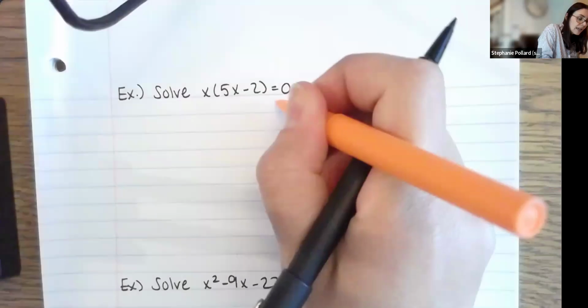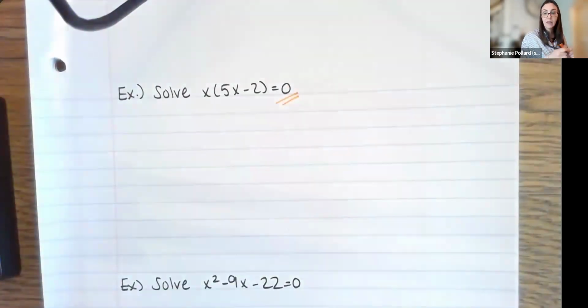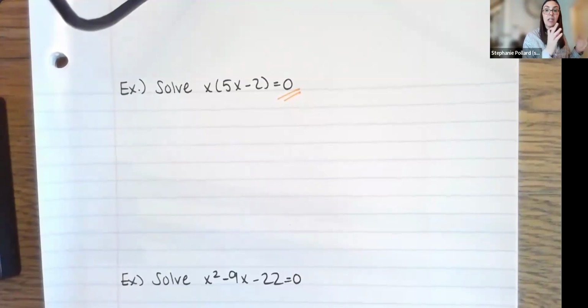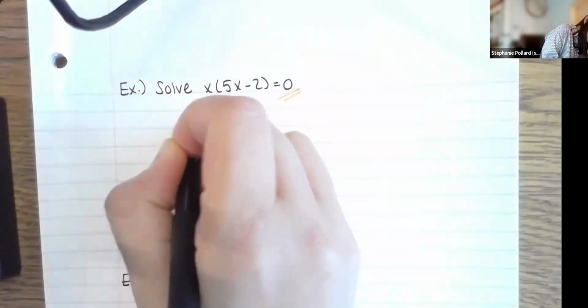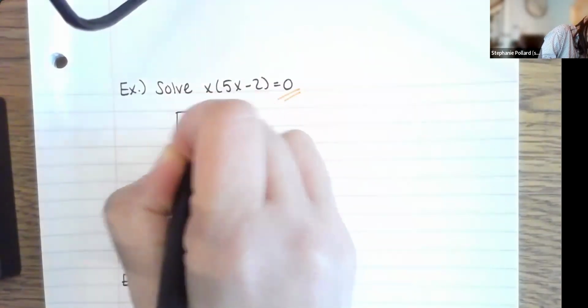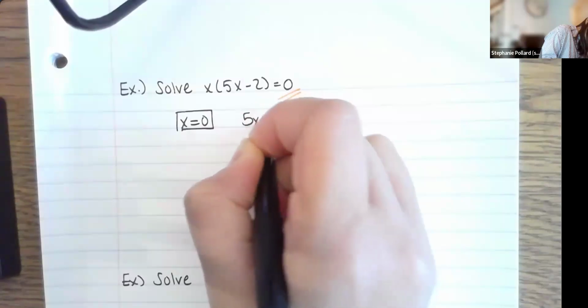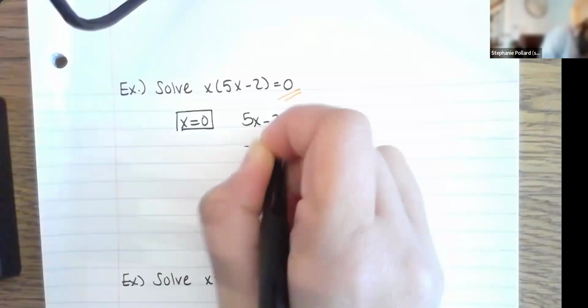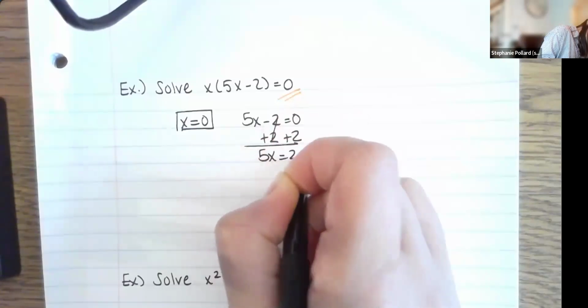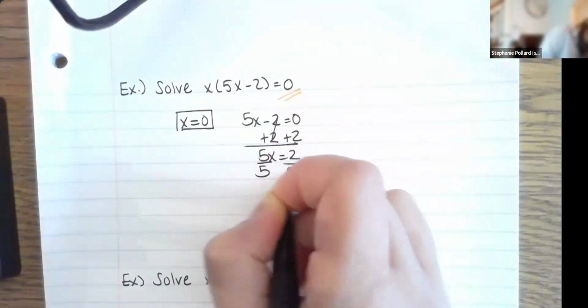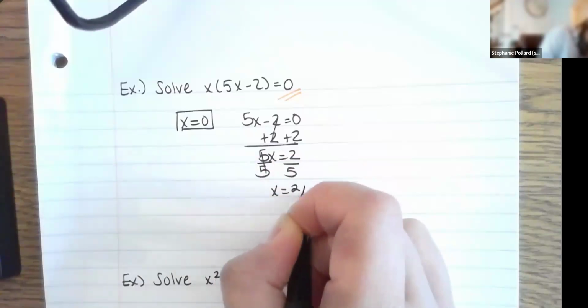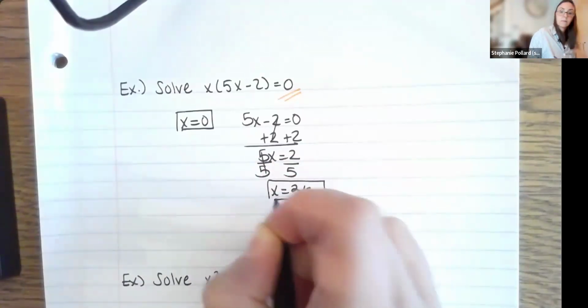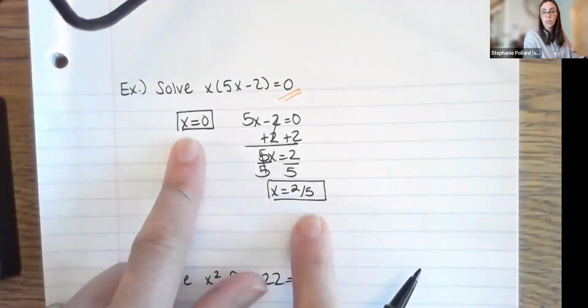Again, you can see the right side is equal to 0, which is key if you're using factoring as a strategy to solve. And then what I do is I set each factor equal to 0. So I have x equals 0, and there's nothing to solve there, so that is one solution. And then 5x minus 2 equals 0. I add 2 to both sides. I divide by 5, just using my regular solving techniques. And I see my other answer is 2/5. So I have two solutions here.